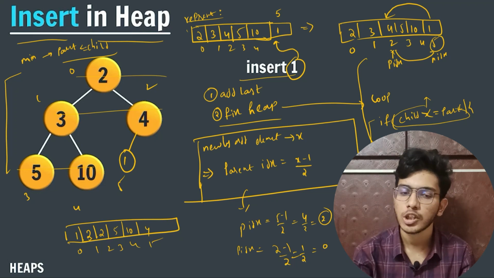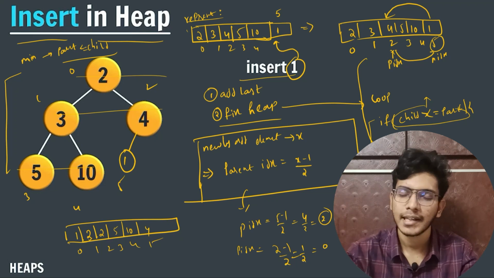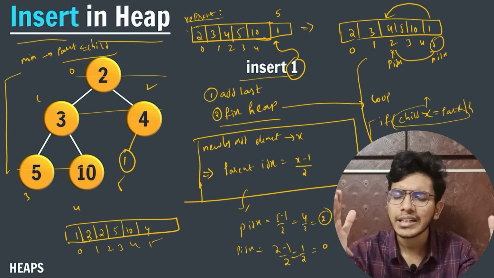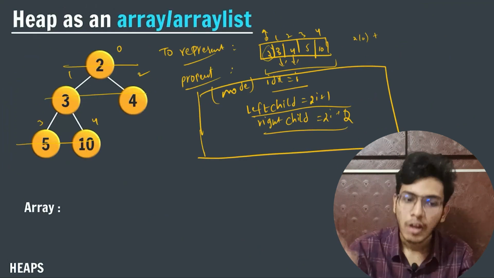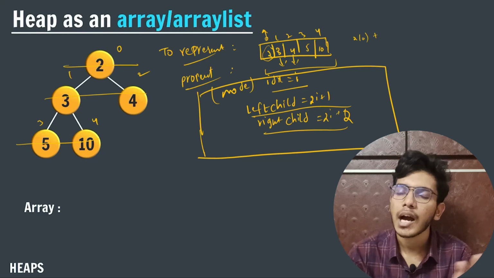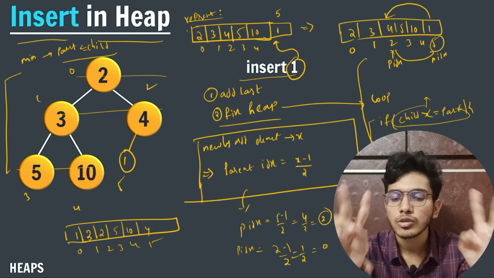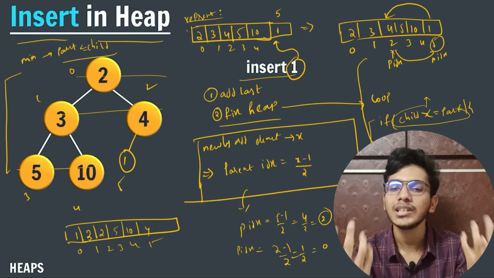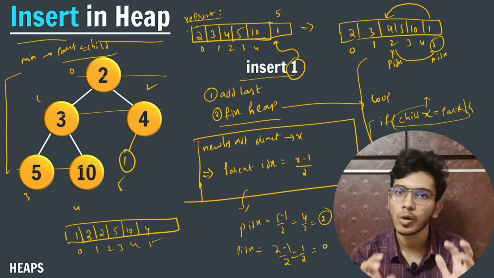I hope you have understood how we visualize a heap in the form of a binary tree and how we represent that in an array list. By using level order traversal, we represent that in our array list, and by using this two-step process we will add elements into the heap. I hope you have understood. Now let us code this thing.